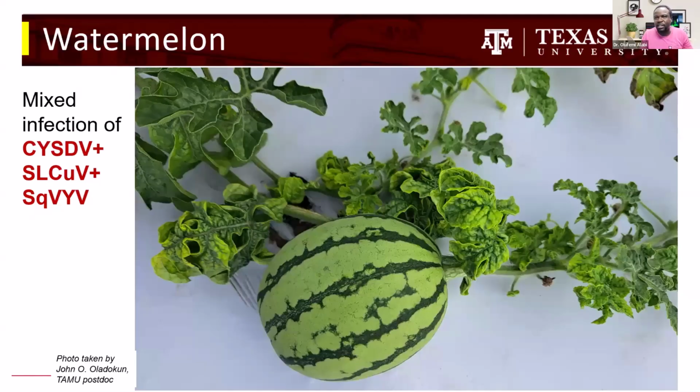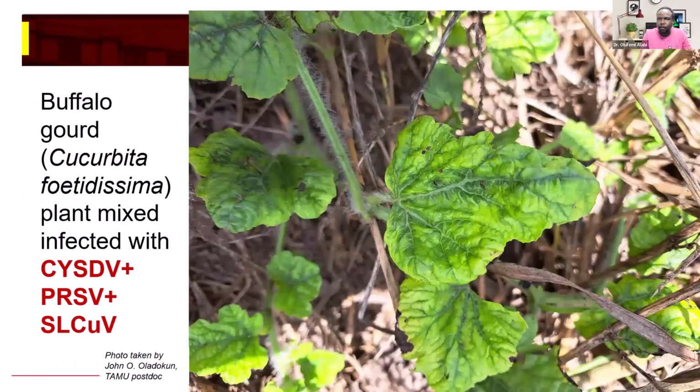Here's a watermelon plant that has chronic infection of 3 different viruses: CYSDV that Bill presented on, SQVYV that Scott presented on, but also squash leaf curl viruses in the mix. And so it's really difficult to tell what exactly is the symptom due to: one or a combination of these? Are these viruses acting synergistically with each other to cause more severe infection?